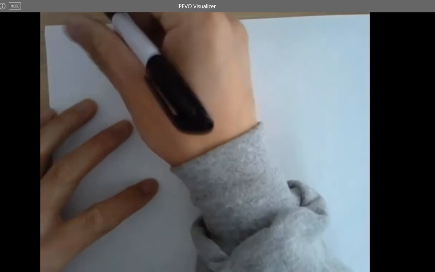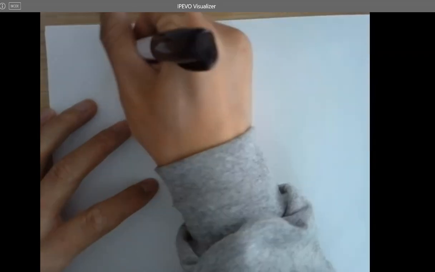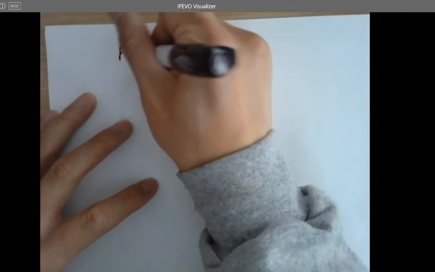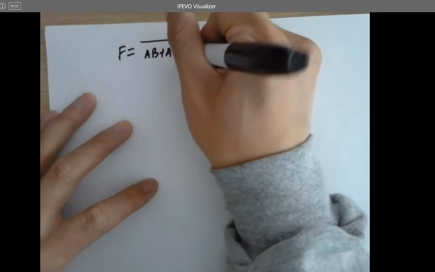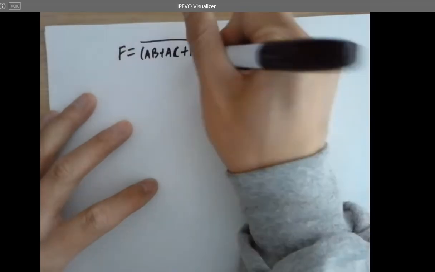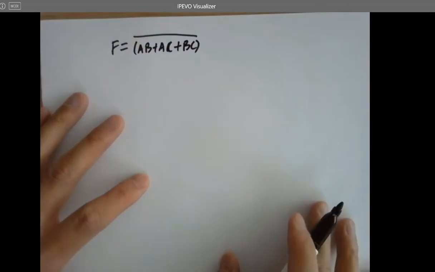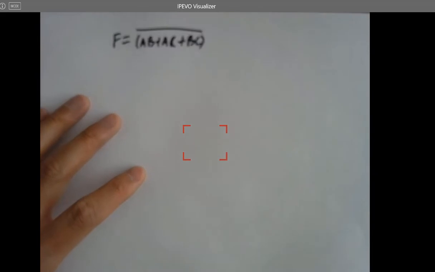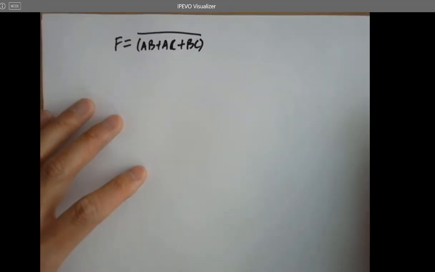Okay. So one last example for stick diagrams. For this logic, how can you convert it into the AOI logic and layout by using a stick diagram?